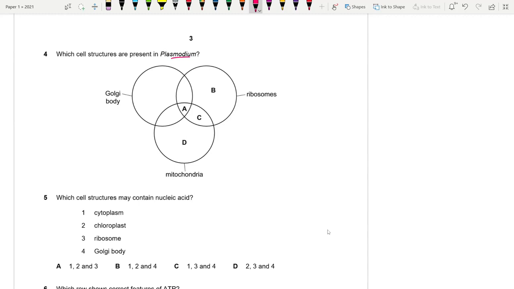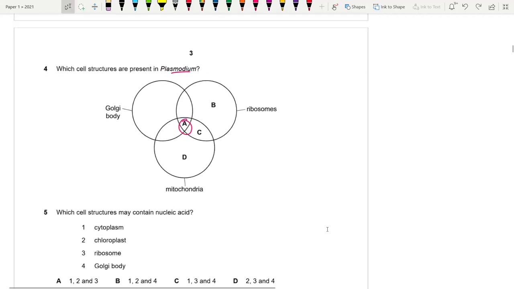So prokaryotes do not have membranous organelles. But remember, this was a trick question. Plasmodium is actually a eukaryote. It falls under the domain Eukarya, but the kingdom is actually Protoctista. It is a protoctist, which is a eukaryote. So it actually has all three: ribosomes, mitochondria, and Golgi body. Okay, you'll learn about this more in A2. Plasmodium fall under the kingdom Protoctista, and they are in the domain Eukarya.